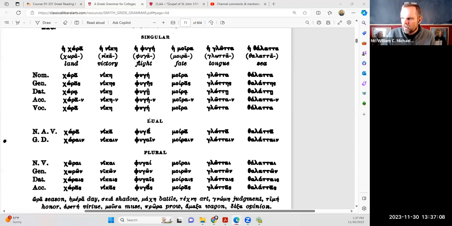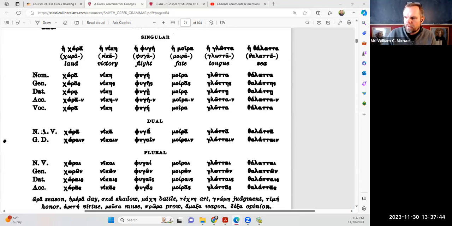If you look at the dual, you'll see we've got this wacky stuff over here, NAV. That just means nominative, accusative, vocative, just abbreviated. So these three cases have the same forms. And then this second form says GD for genitive and dative. So there are only two forms for the dual. This first form is used for the nominative, accusative, and vocative. This second form is used for the genitive and dative.